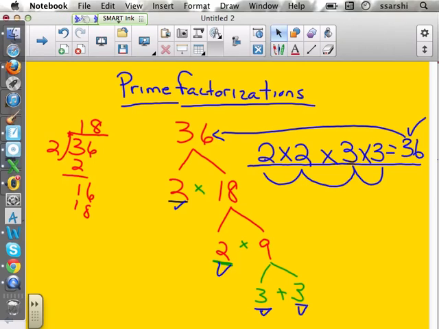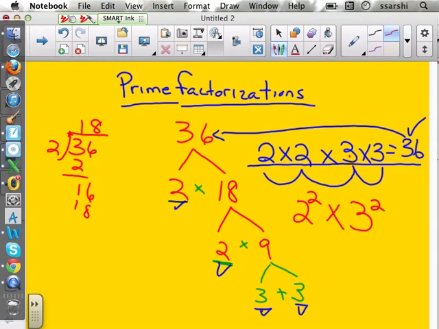To write this in a more abbreviated form, I could take the 2 2's and say that's 2 to the power of 2, or 2 with an exponent of 2, times I have 2 3's. 3 is my base, and I say 2 because I have 2 3's. And that's how you do a prime factorization.